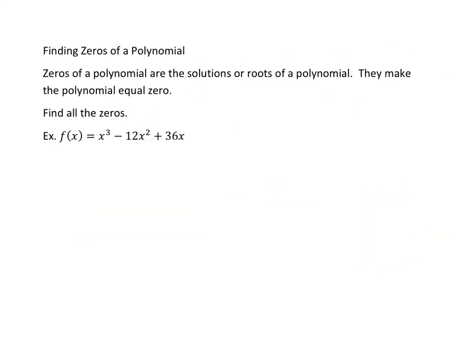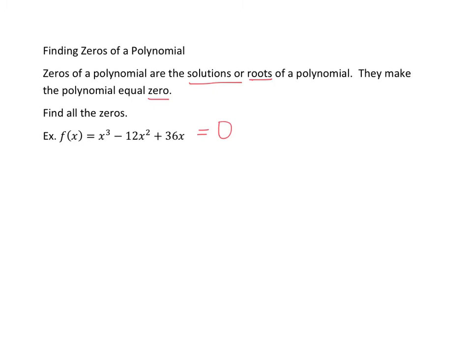Finding the zeros of a polynomial. When you are finding zeros, these are the solutions or the roots of a polynomial. They make the polynomial equal to 0, hence the name zero. You can find these by graphing. I want you to be able to find them without graphing on your calculator. Therefore, factoring. So find what x values make this equation equal to 0.